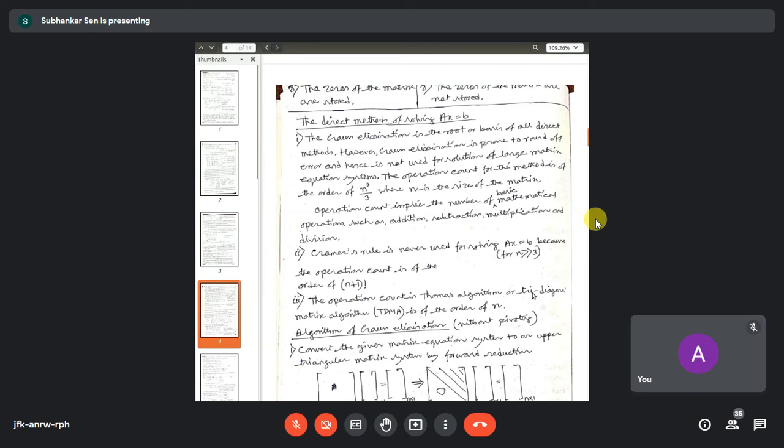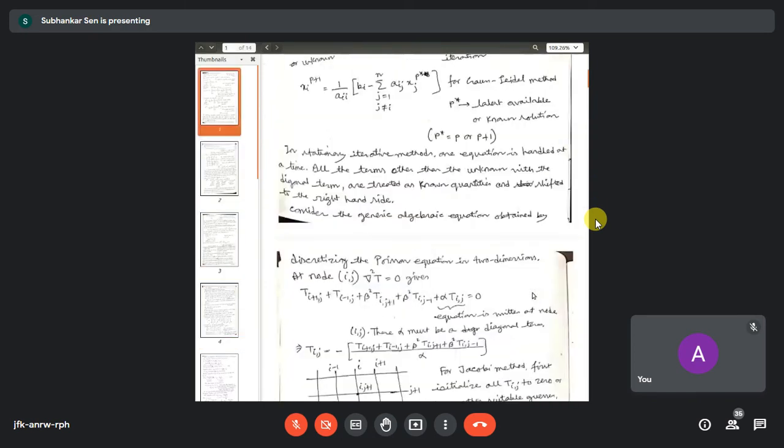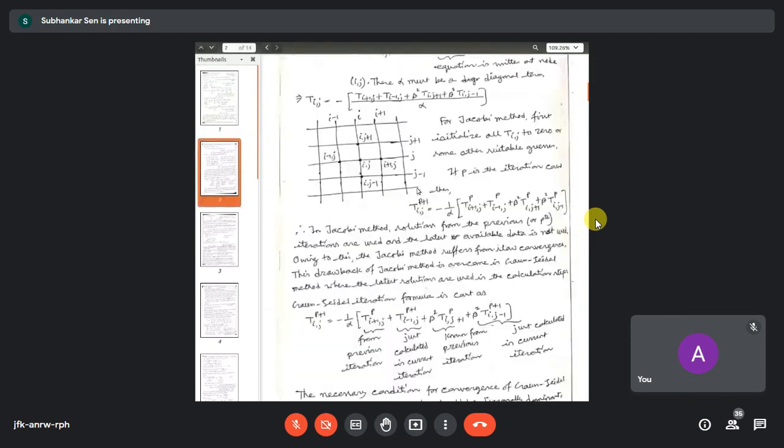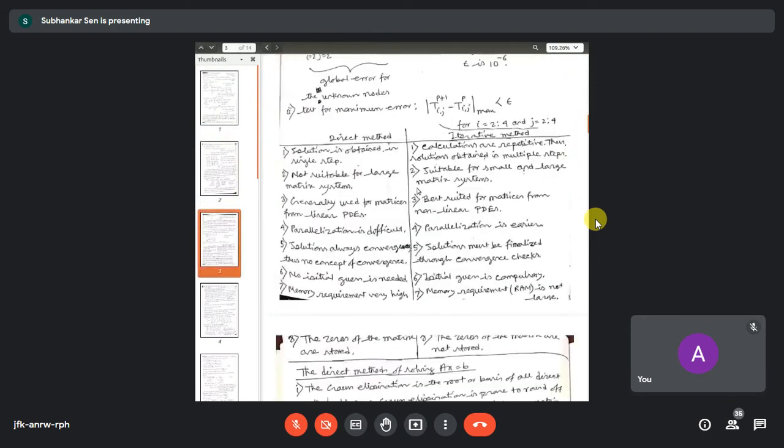So these kinds of things are known as line by line methods. We shall discuss these things when we discuss the line by line method, maybe in tomorrow's class. Okay. One more thing is that when we discuss Gauss Seidel and Jacobi method, we are talking about the point by point method. So we are moving from one node to another node. Okay. So now let us directly come to the Gauss elimination.